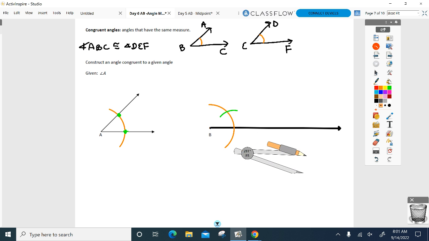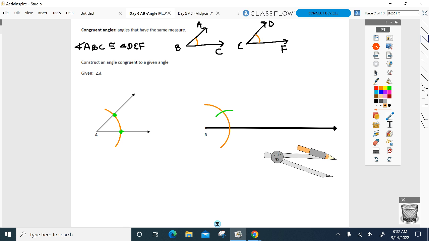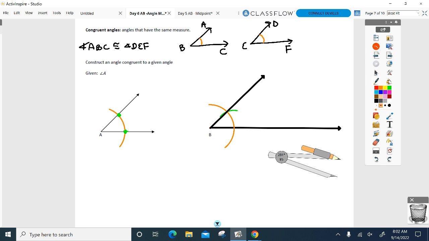And when you're ready, grab your straight edge, draw in your other ray to make angle B. How can you show these two are congruent? What did we just show? What can I put on them now? Arc marks, yep. I like to do double so it doesn't look like it's a construction mark. There you go. Those are congruent.